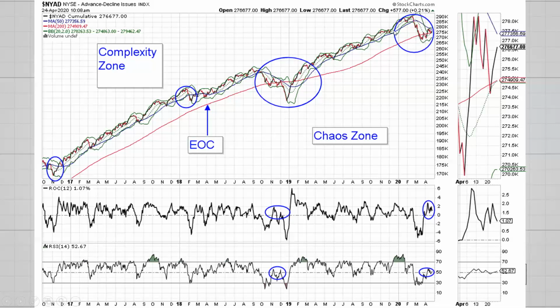We had the freeze up in the repo market. The Fed eased aggressively. The market had an accelerated uptrend. Then coronavirus hit, and here we go. We had a 35% decline in the stock market, a bear market, and the market has recovered. But then we're starting to see that at this point, the line is struggling around that 200-day moving average.